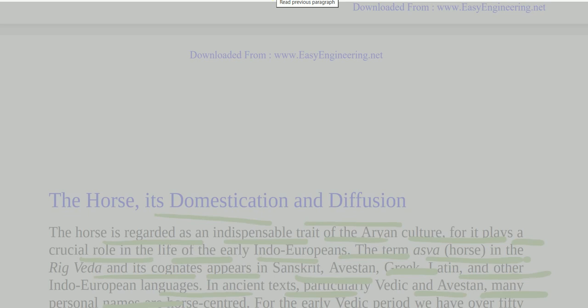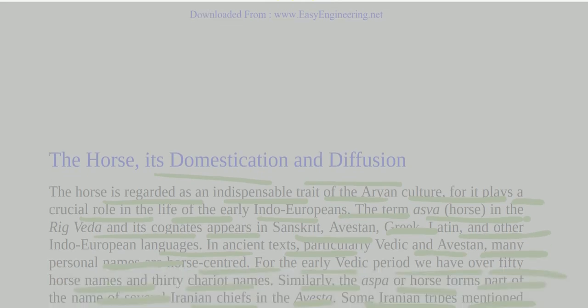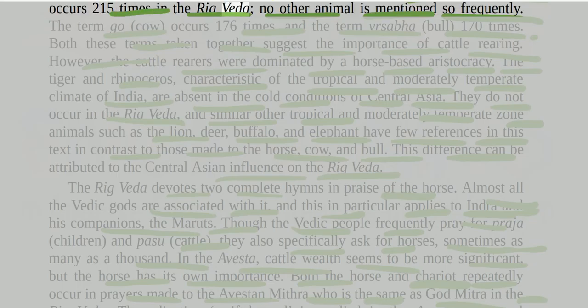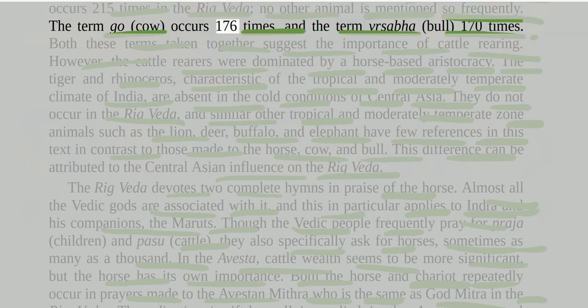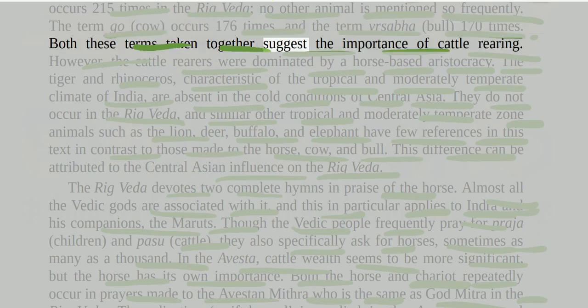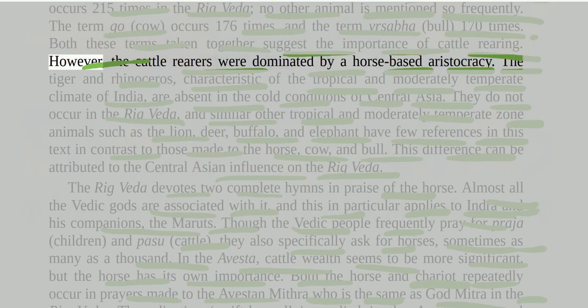Similarly, the aspa or horse forms part of the name of several Iranian chiefs in the Avesta. Some Iranian tribes mentioned by Herodotus are also named after the horse. In its various forms, the term aswa occurs 215 times in the Rig Veda. No other animal is mentioned so frequently. The term go, cow, occurs 176 times, and the term vrsabha, bull, 170 times. Both these terms taken together suggest the importance of cattle rearing. However, the cattle rearers were dominated by a horse-based aristocracy.